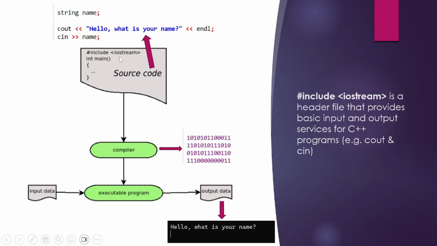We have hashtag include iostream, and that is a header file that provides basic input and output services for C++ programs. And then you will have something that says int main, which indicates that this is our main function, where we write our source code. Whatever is written in the source code is what has to be executed, and it's what has to be compiled into a language that the machine can understand, and the machine understands binary numbers, which are ones and zeros.